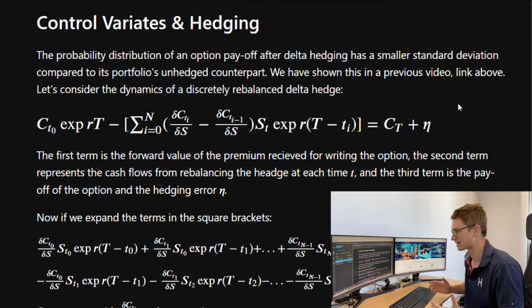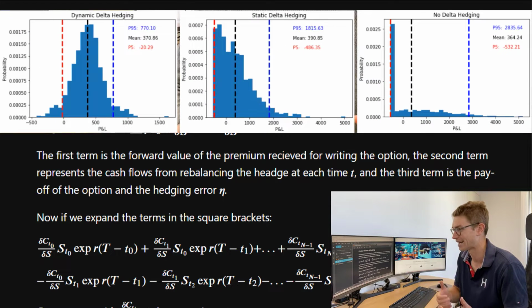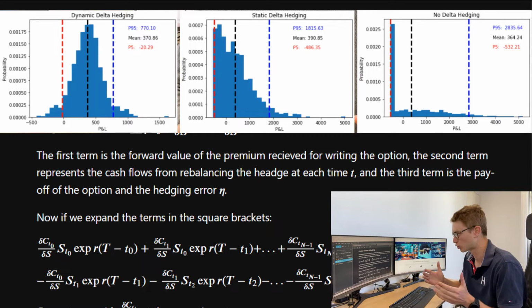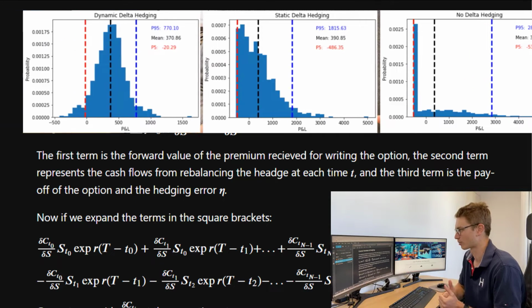So, control variates and hedging. The probability distribution of an option payoff after delta hedging has a smaller standard deviation compared to its unhedged counterpart. Now, hopefully that makes sense. That's of course the whole point of delta hedging, to reduce the variance in your P&L. We have shown this in a previous video and the link is in the description.